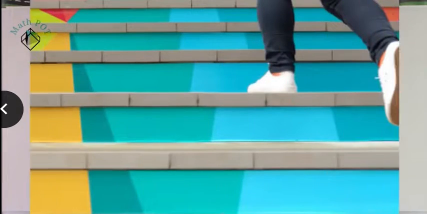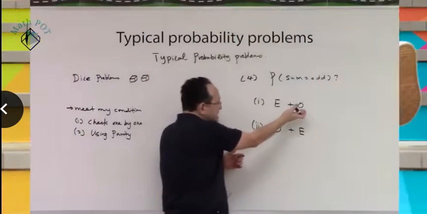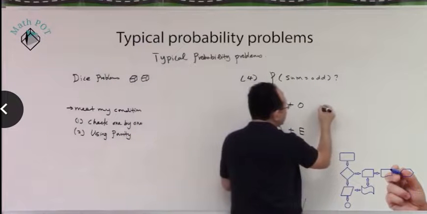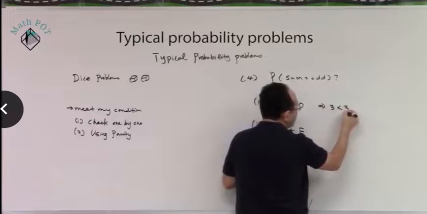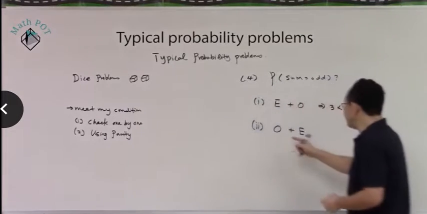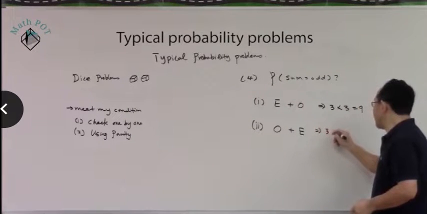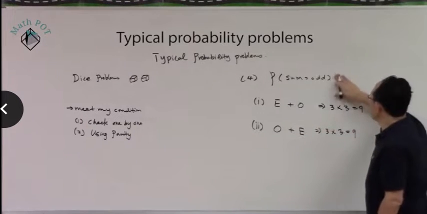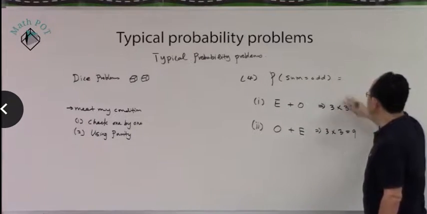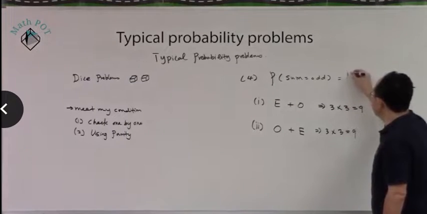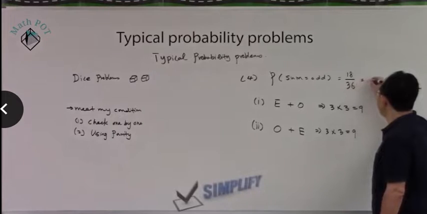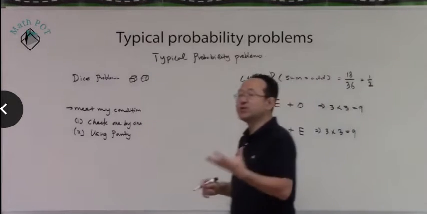So the first step is very clear: we have 3 ways. The second step also has 3 ways, because this is a multi-step process. That means 3 times 3, which gives us 9. Similarly, we end up with 3 times 3 equals 9. So the minimum condition is 9 plus 9, which is 18. Of course, the total outcome is 36. Simplify, and it is 1/2. Actually, we have to get 1/2.